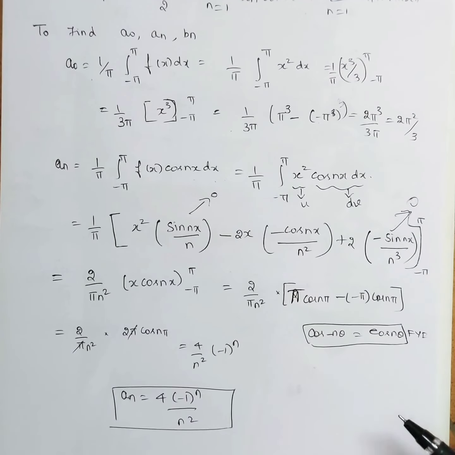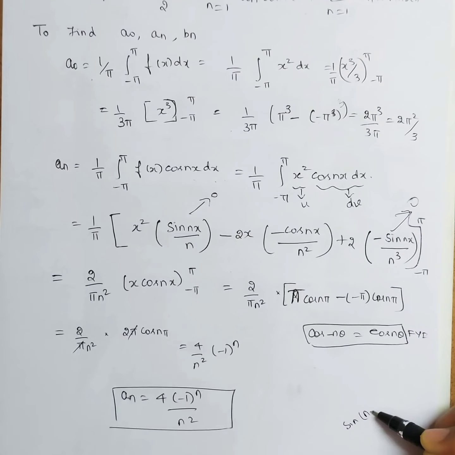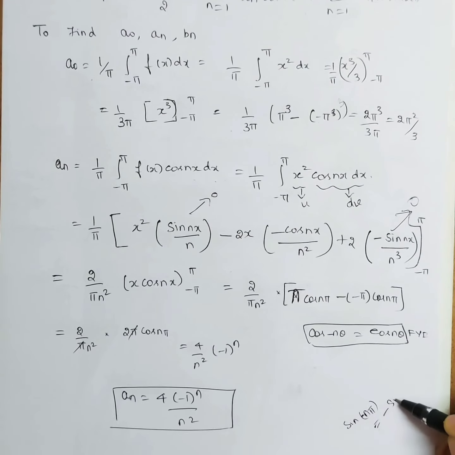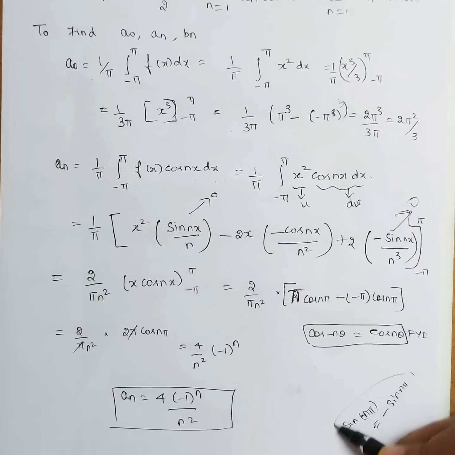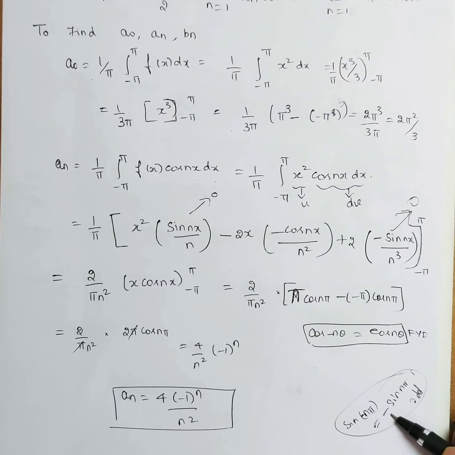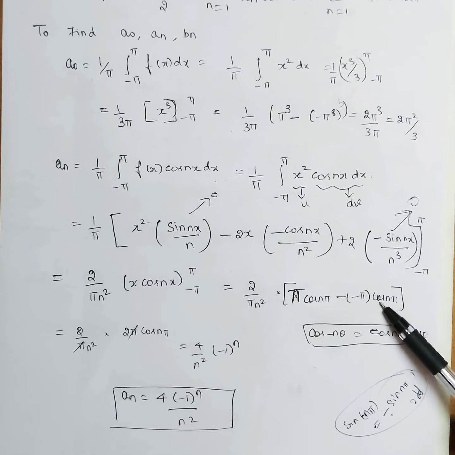If it's sine of n into minus pi, if you have this, then automatically we will write minus sine n pi because it's an odd function. For sine, the negative will come out. Here we are just applying in the place of x minus pi, cos n minus pi is nothing but cos n pi.